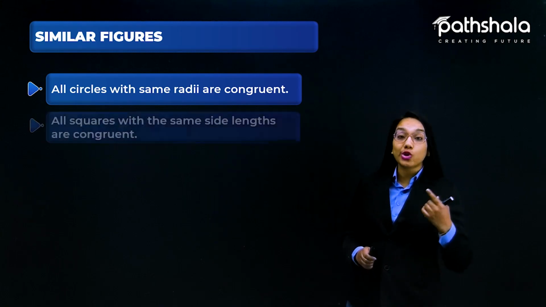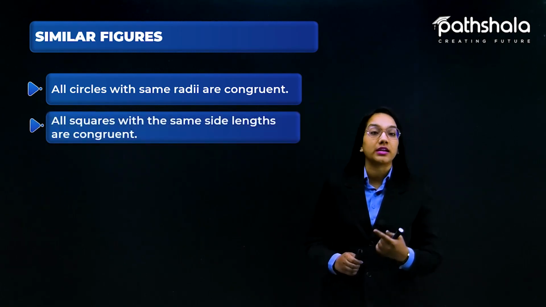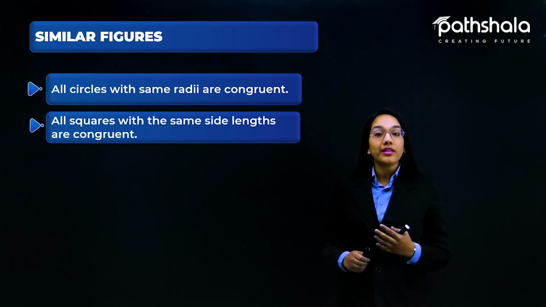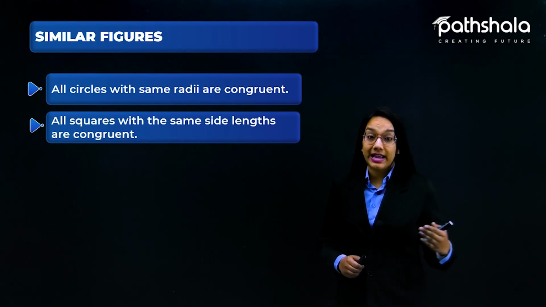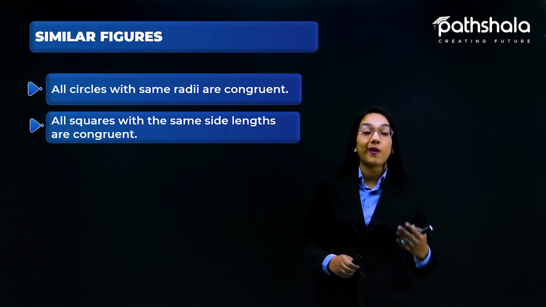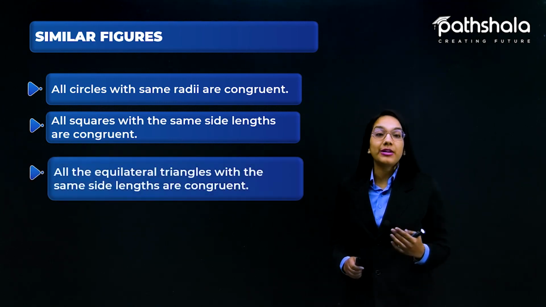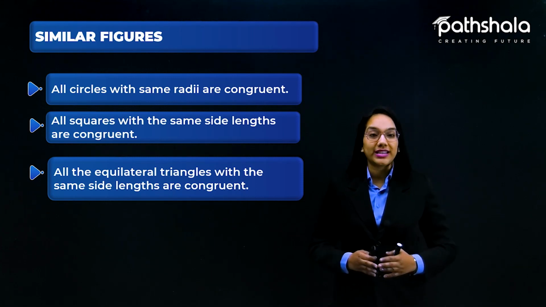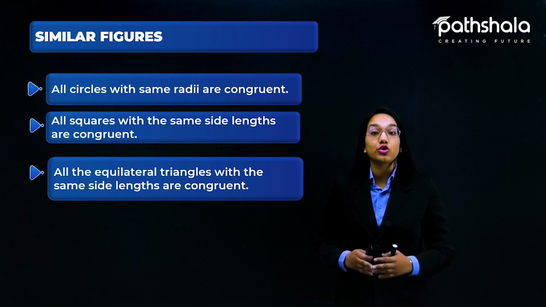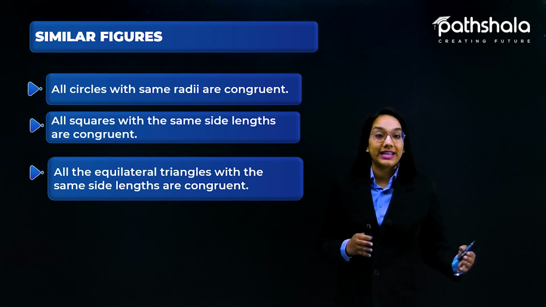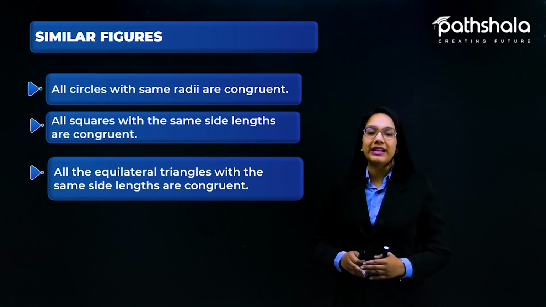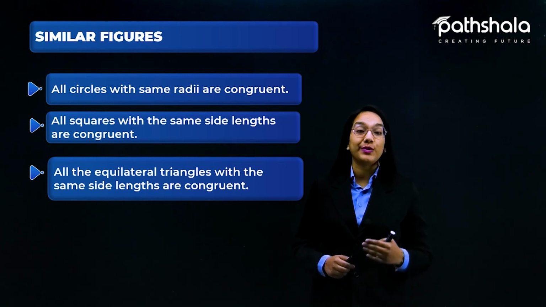This is also applicable to squares of the same side length. All squares with the same side lengths are called congruent to each other. Similarly, equilateral triangles have equal side lengths, so all equilateral triangles with the same side lengths are congruent to each other.